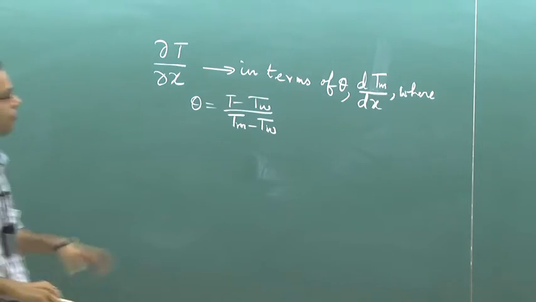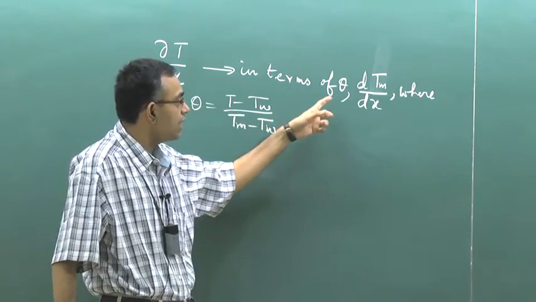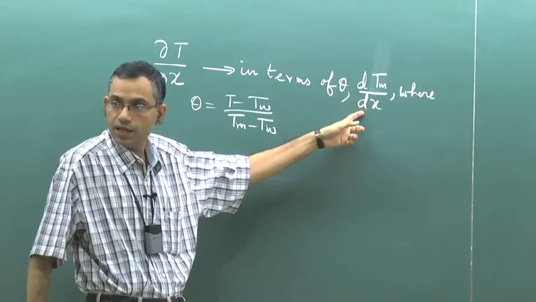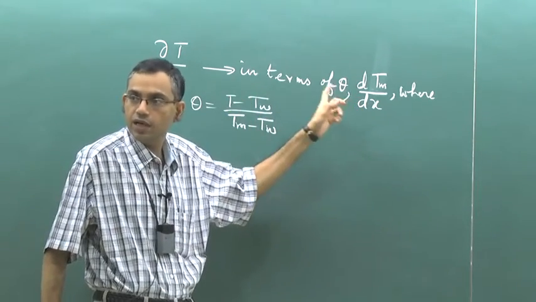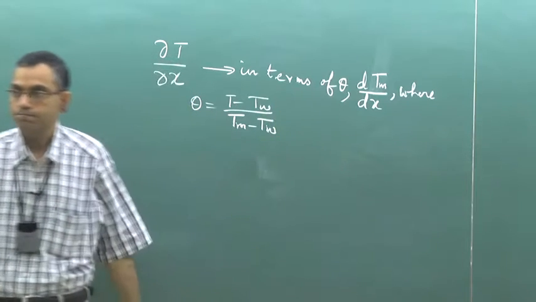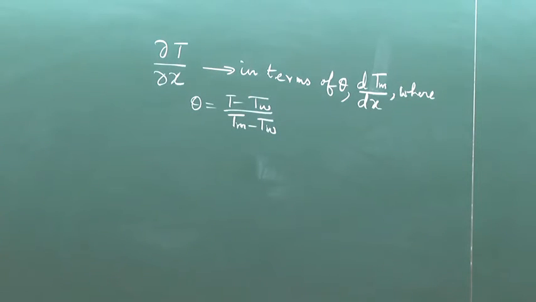So for constant wall temperature it is theta into dTm dx, and for constant wall heat flux it is just dTm dx without involving theta. That much we discussed in the previous class.